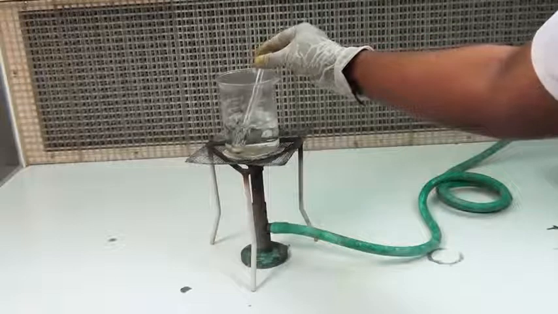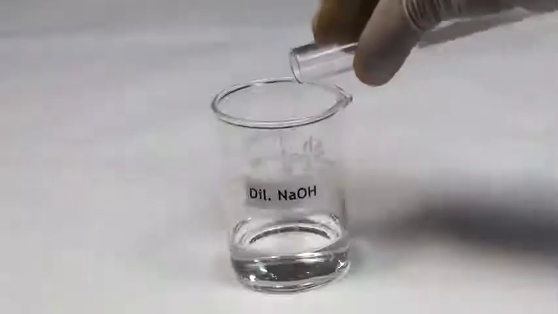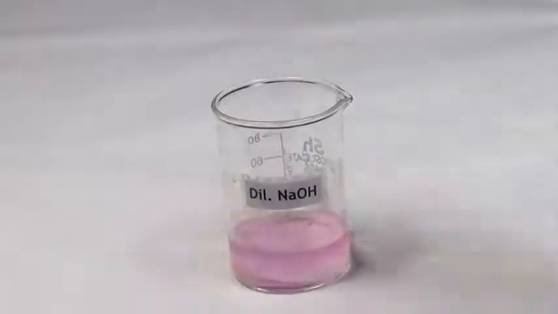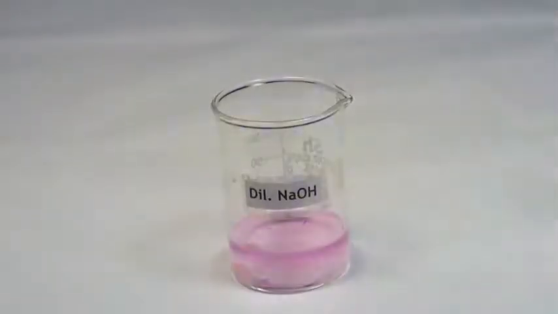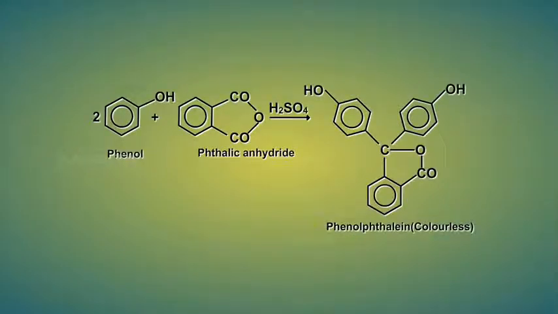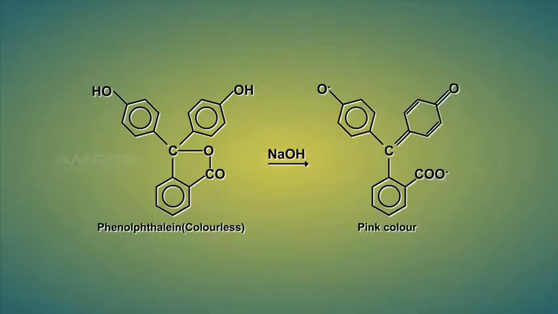Heat the contents of the test tube in the water bath and cool for some time. Now, pour the reaction mixture carefully into a beaker containing dilute sodium hydroxide solution. On heating, phenol reacts with phthalic anhydride in the presence of concentrated sulfuric acid to produce phenolphthalein, which is colorless. Phenolphthalein gives pink color with sodium hydroxide solution.